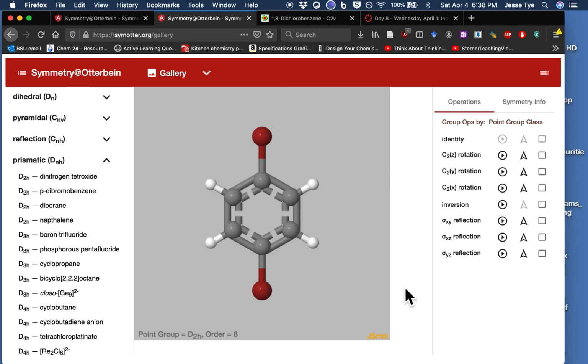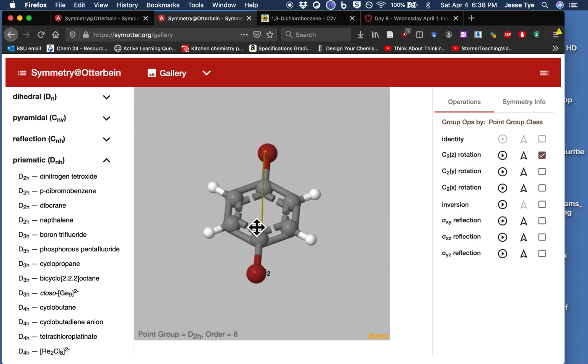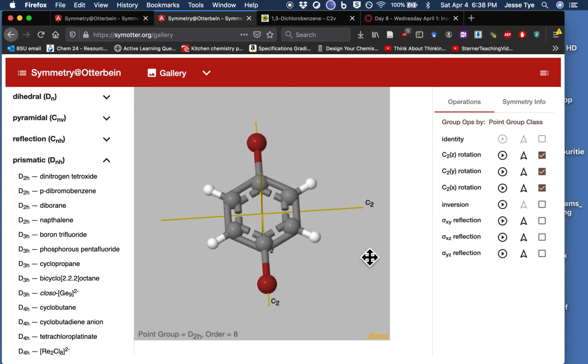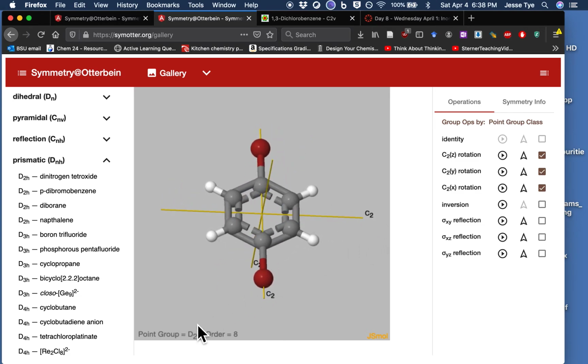Finally, here we have the most symmetric of the group. We have the 1,4-dichlorobenzene. The highest axis that it has is a C2 axis that goes right through the middle. This one does, however, have two perpendicular C2 axes. So this belongs to some sort of a D group. So it's a D2 of some sort.